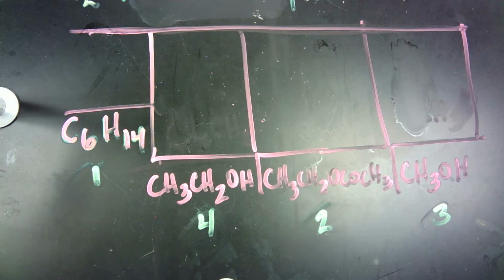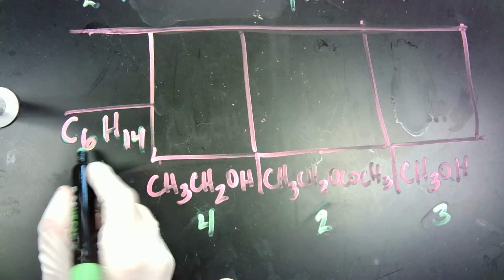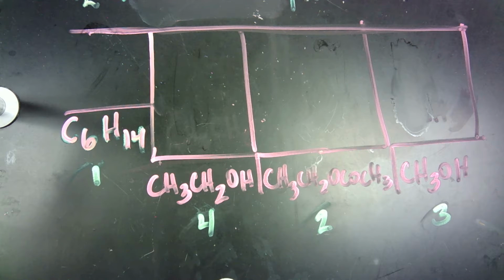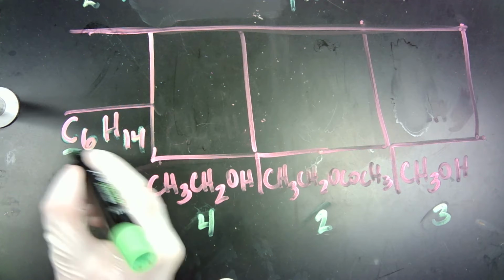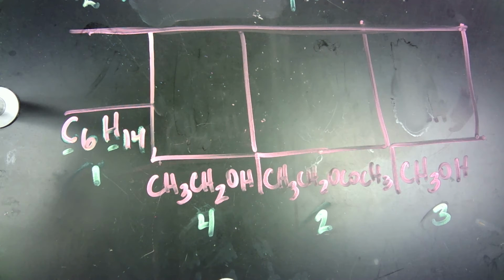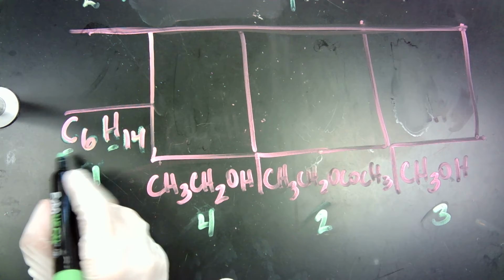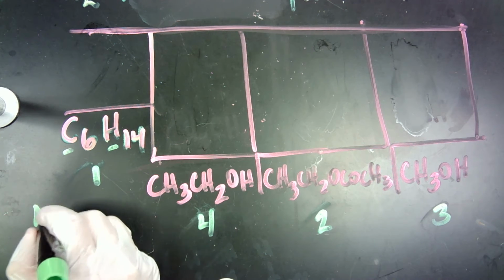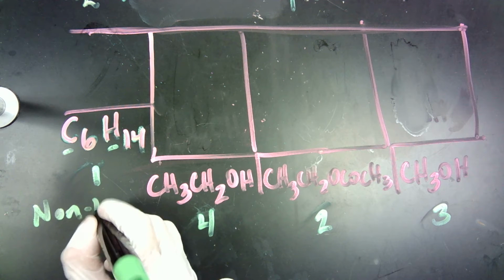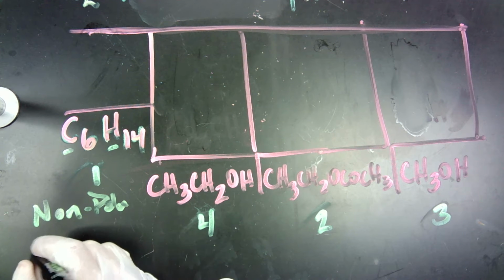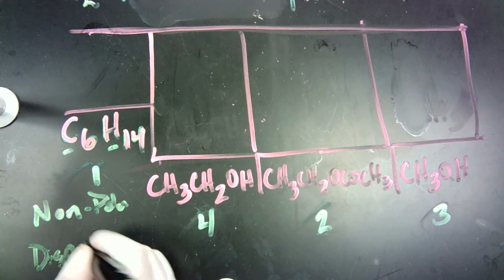If we look at the first to evaporate, our hexane, it was insanely fast to evaporate, but this is made of nothing but C's and H's. And when you have something that's nothing but C's and H's, even though it's a larger molecule, this is nonpolar. And when it's nonpolar, it's going to be a dispersion force.